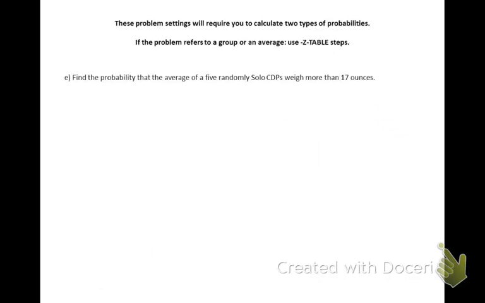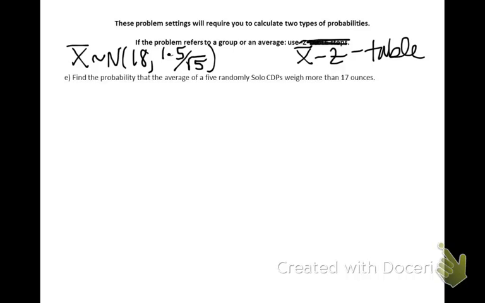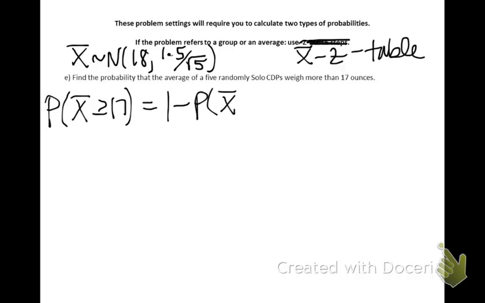Find the probability that an average of 5 randomly selected solo CDPs weighs more than 17 ounces. Notice it's saying the word average. It's talking about not 1, but 5 of the solo CDPs. This means we're using a group. When there's a group, we said that we were going to be talking about the X-bar distribution. This means we're going to be using the Xbar-Z-Table steps. Starting out, we want the probability that X bar is greater than or equal to 17. Again, you're going to have to rewrite this as 1 minus the probability of being less than it so that you can find that value in the table.